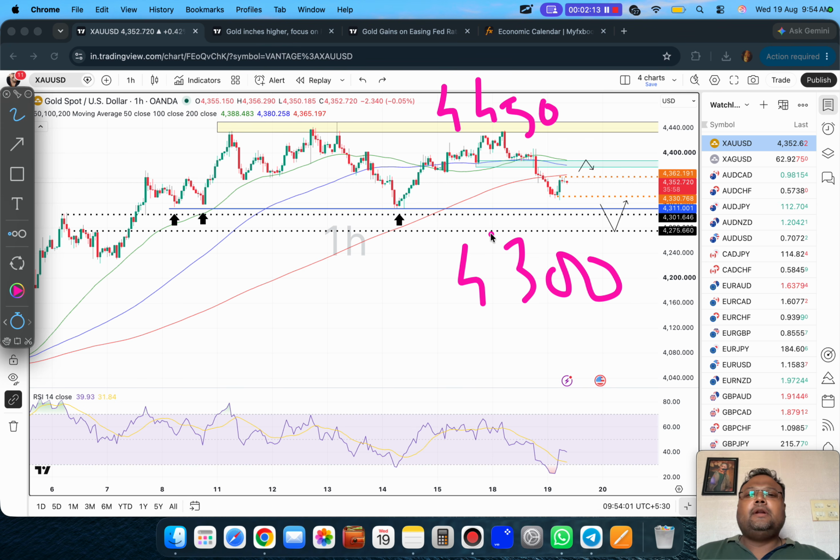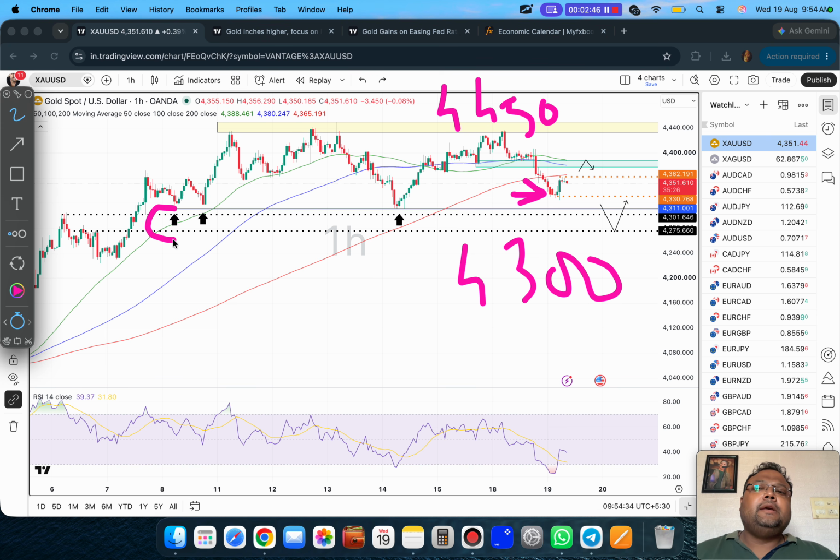But one thing I would like to mention here, my dear friends, is that as gold has taken support in this particular zone, there's a high chance that 4300 may not act as a support. Yesterday we discussed the possibility of 4300, but today I feel that there is a possibility of the market going below 4300. I'm not saying that the market will break 4300, but yes, the market will come up again. But at first, the market will take the liquidity or the stop losses.